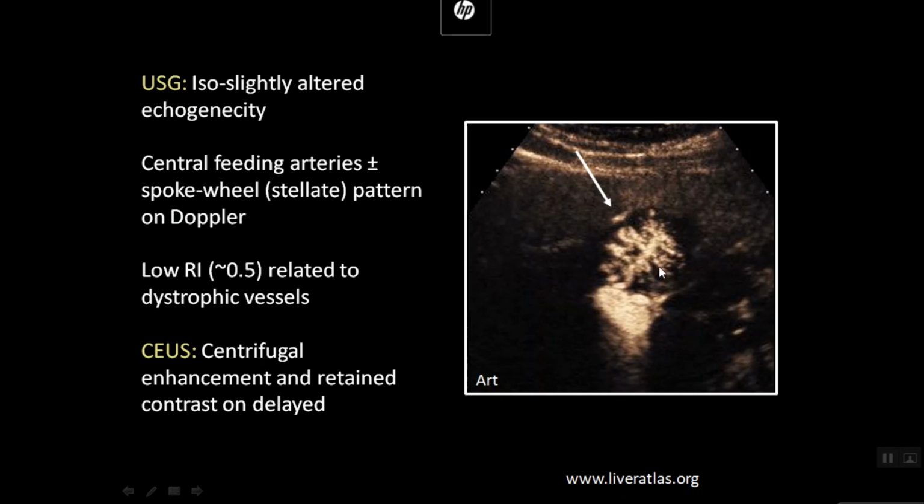Okay, so we generally don't do this, but it's just good to know. This sounds sensible, right? The central artery enhances first, and then it will diffuse to the periphery. So centrifugal enhancement you can remember.